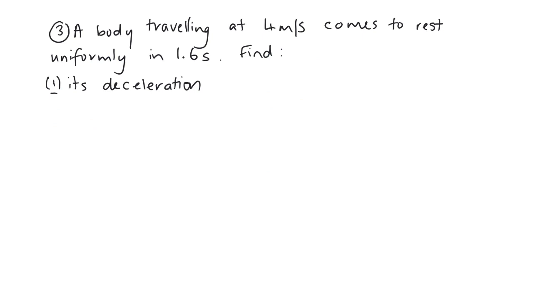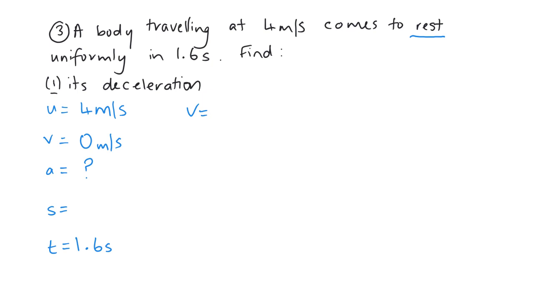Example 3: a body traveling at 4 meters per second comes to rest uniformly in 1.6 seconds. Find its deceleration. So again, let's start U, V, A, S, T. It starts at 4 meters per second, so that's its initial velocity. It comes to rest, that means it stops, so V is 0. And that's 1.6 seconds. Now we've got no letter for deceleration, so we're going to have to find the acceleration, and then I'll show you how the two are related.